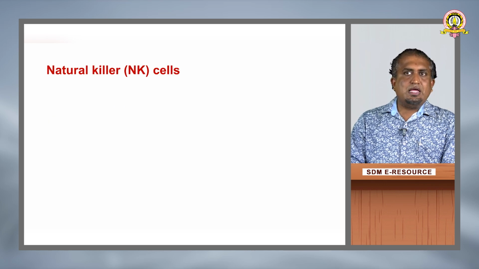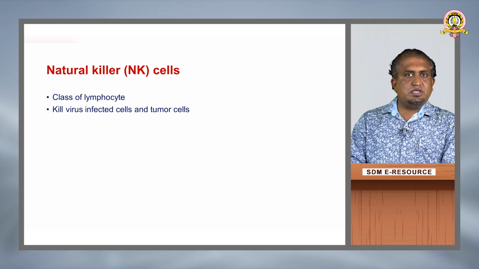Then coming to the natural killer cells, which are another component of innate immunity. Natural killer cells are a class of lymphocyte, which, as we have seen, kill the virus infected cells as well as the tumor cells.